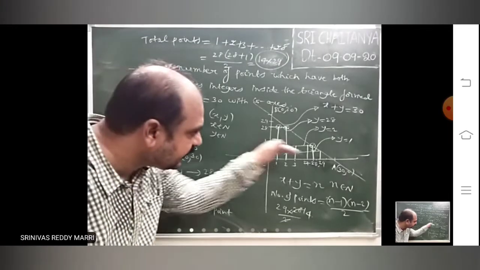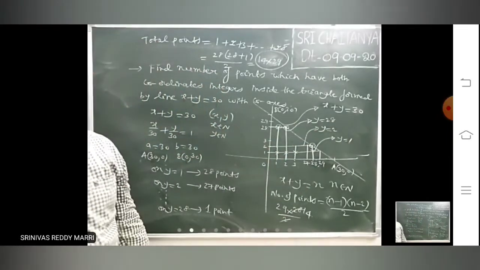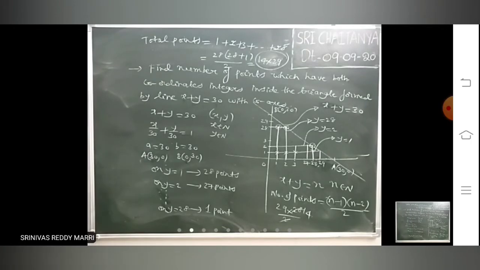So a different model is there. You calculate like this. Draw parallel lines and then find out how many points will be there. Look at the next model. Next model, very important model.